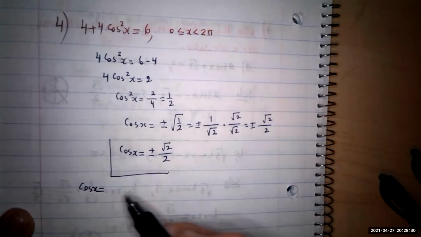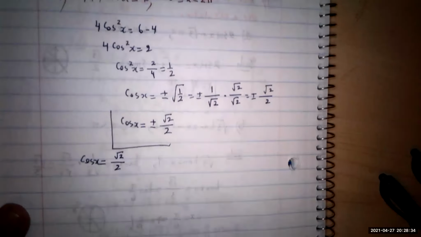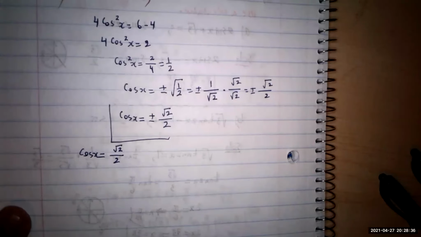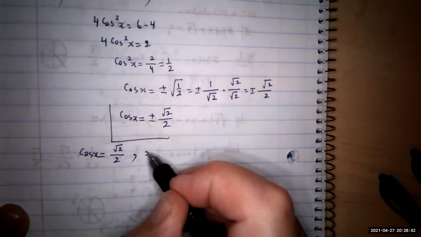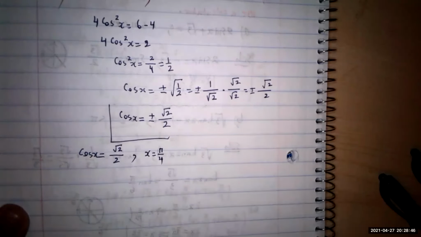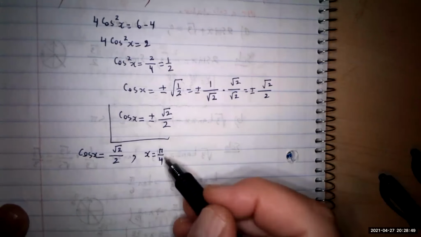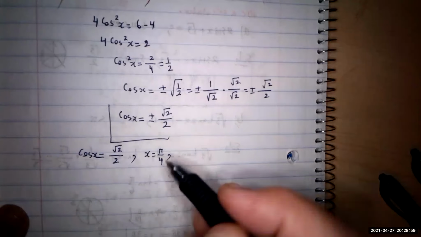Cosine x equal to radical 2 over 2. Cosine can be positive in the first quadrant and in the fourth. So we check it with the table. x would be 45, one solution. The other solution, you would like it to be in the fourth quadrant, so it's going to be 360 degrees minus pi over 4. So it's 2 pi minus pi over 4, which is 7 pi over 4.